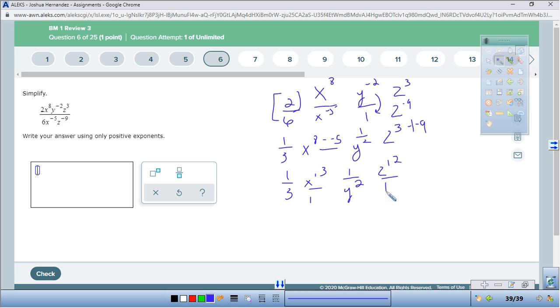So whatever's on top stays on top, whatever's on the bottom stays on the bottom. And that's it. That 1, I'm not going to write it. I will have x to the 13th, y squared, z to the 12. That's it. Next question.